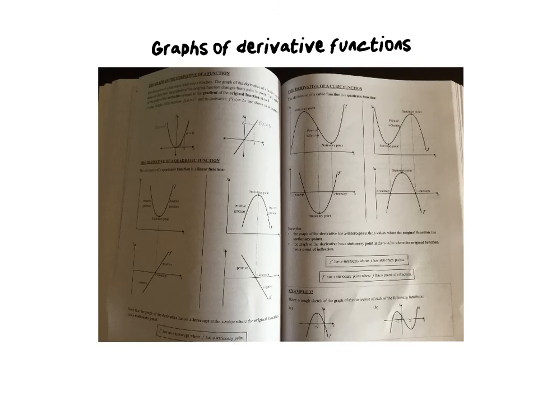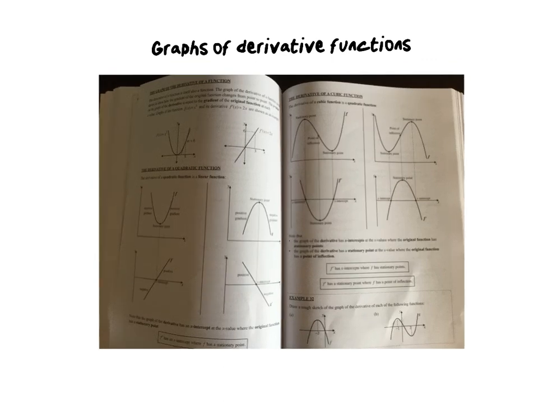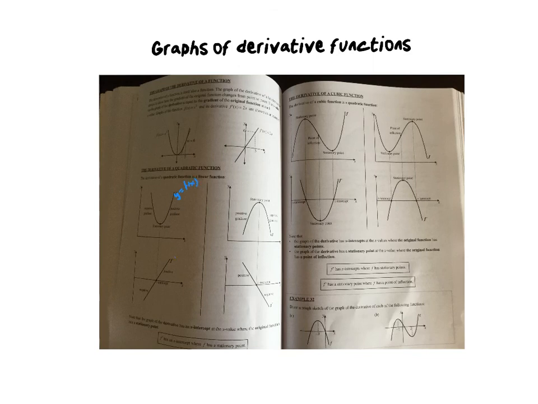Right, and then in your textbook, there's that page 121 and 122. It just goes through exactly what I've just said. So if you've got a function, this is y is equal to f of x, right? That is y is equal to f prime x. Then the x value of the original function's stationary point will be the same as the x-intercept of the derivative function. Same story there, right?